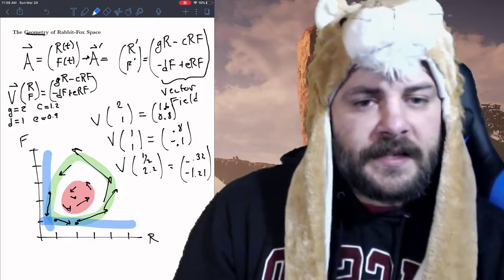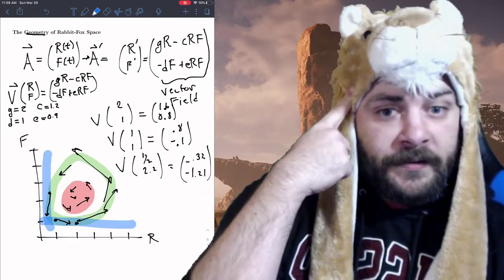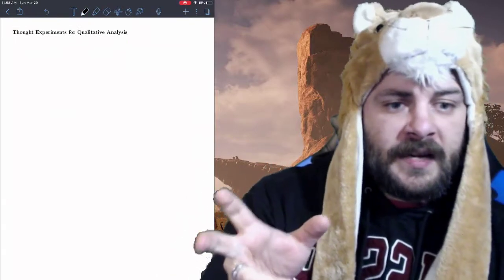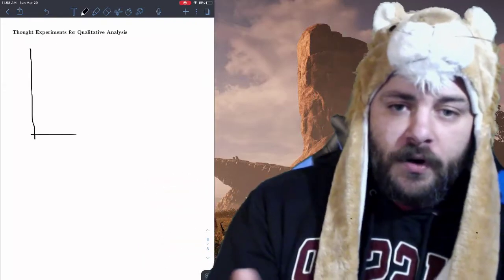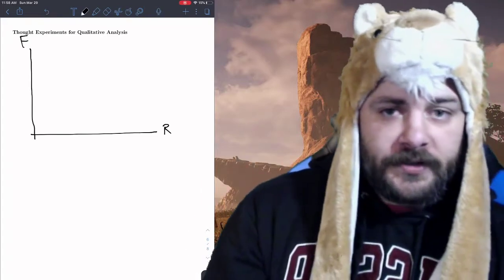And so this gives us some zones and some things to think about for various thought experiments with respect to, can I analytically make some sort of assessment of what's going on in this system. So I'm going to once again draw my RF plane. I'm not going to bother putting the tick marks or anything like that.